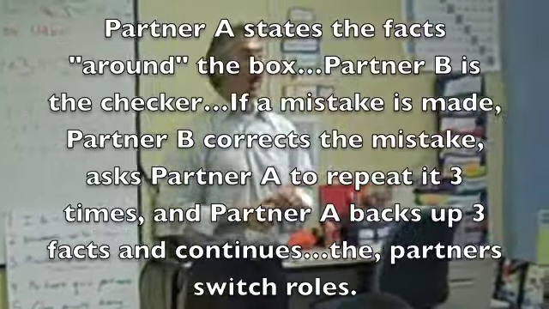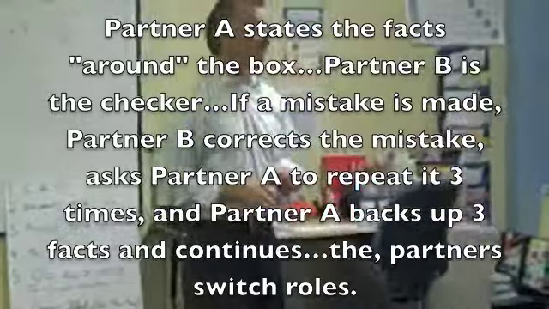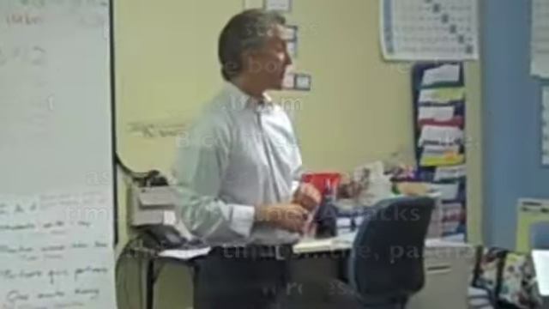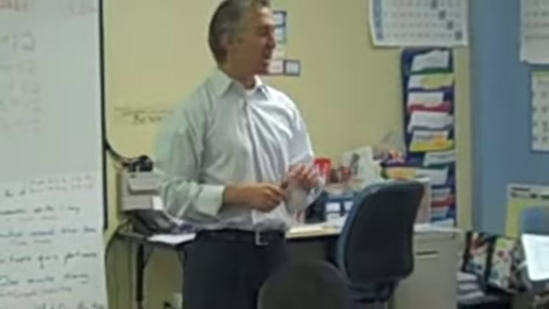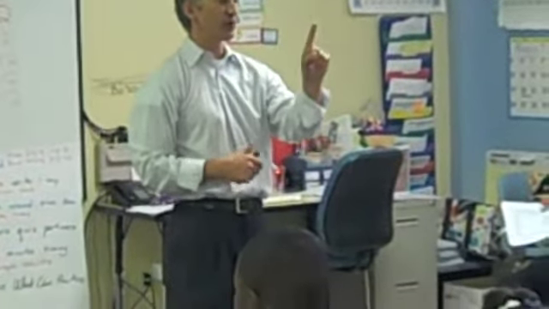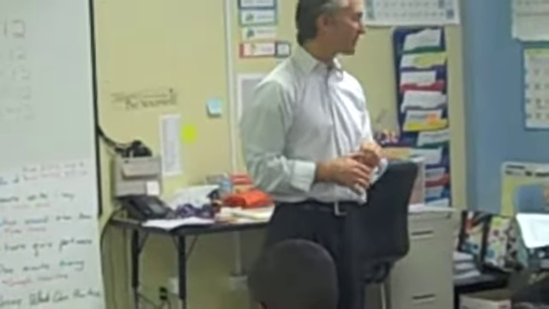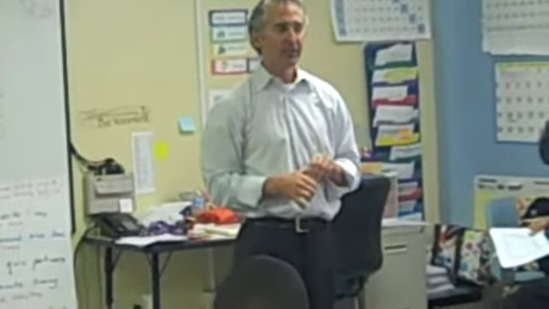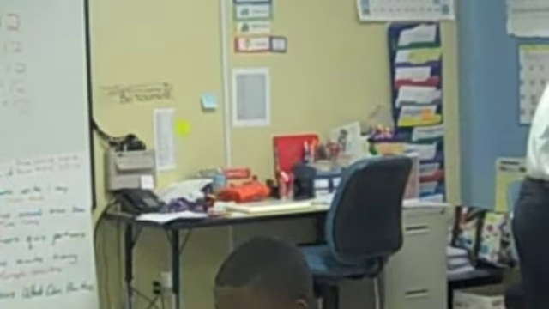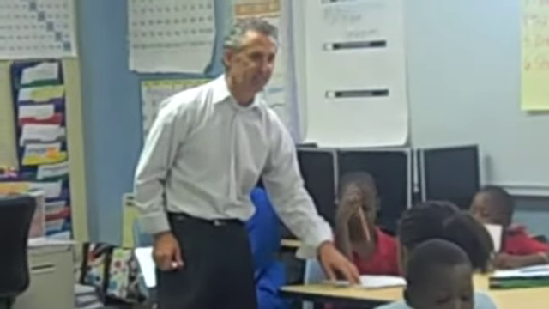So if you have the answers, you're not speaking. You're just listening to your partner as they start in the upper right-hand corner, and the fact that's there is 4 times 3. So Donovan's going to start by saying, Donovan, what's 4 times 3? You know what that is? Right up here. It's 12, so Donovan's going to say 12, then you're going to move to the next fact.